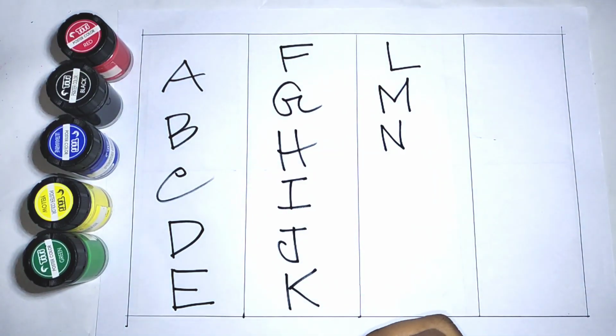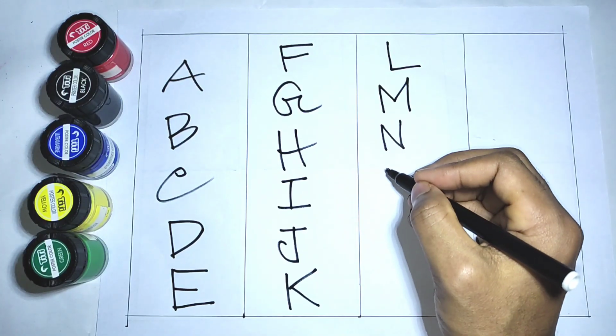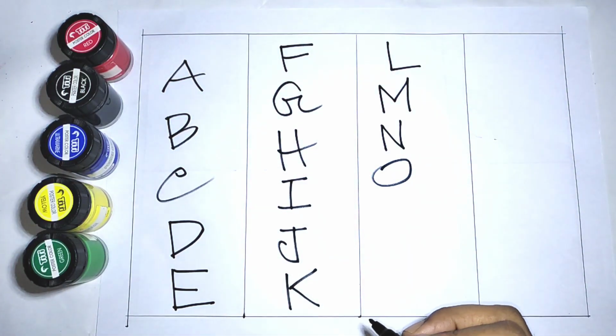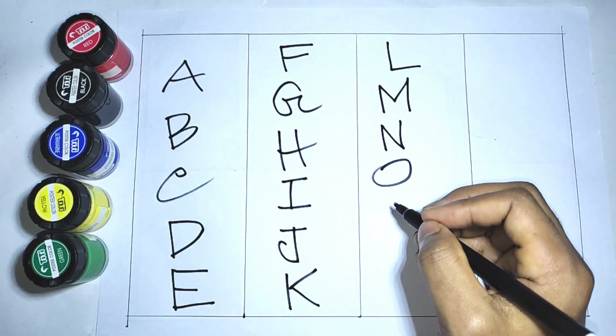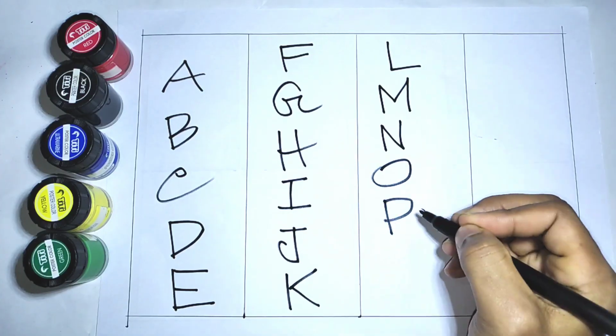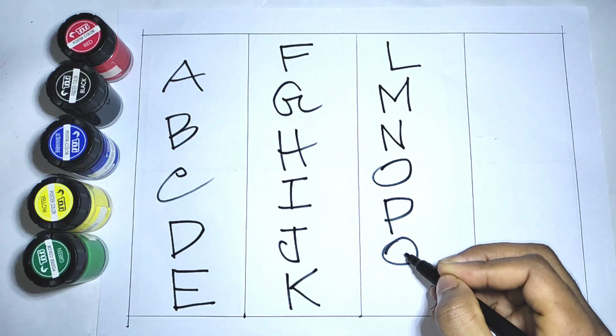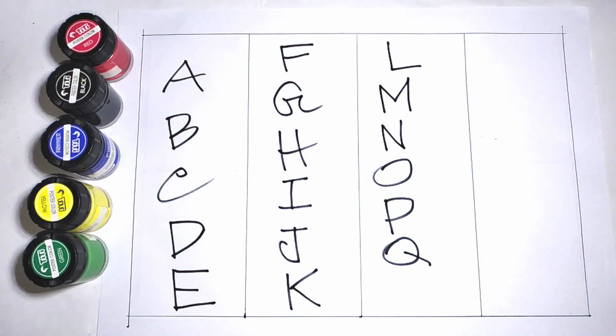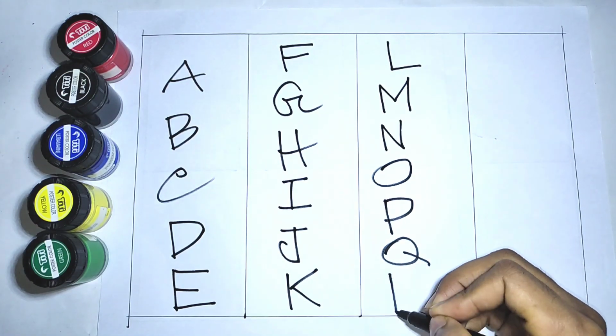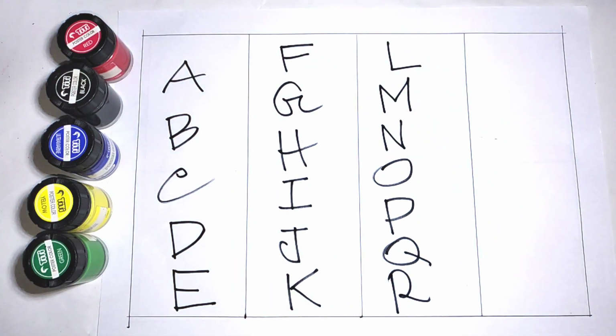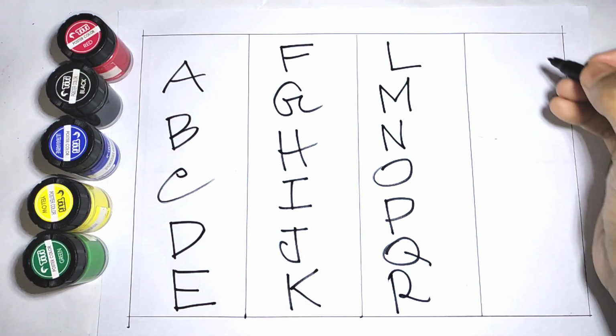Now we draw N. N for nose. The next one is O. O for orange. Kids, now we draw P. P for penguin. And the next one is Q. Q for queen. Now we draw R. R for rose, R for rice.